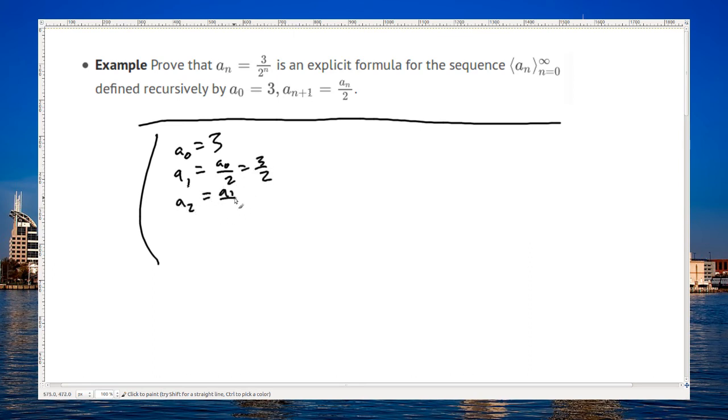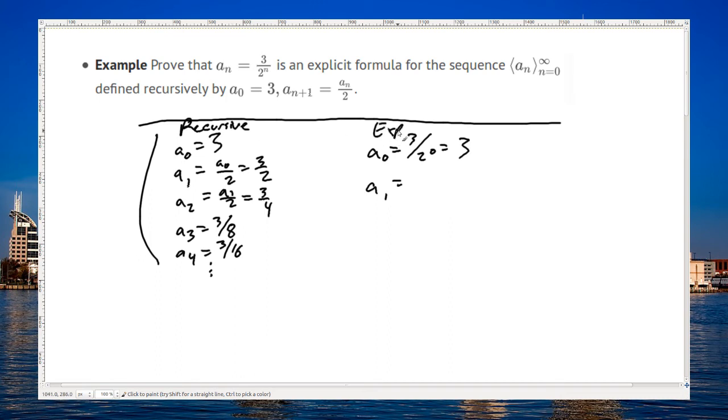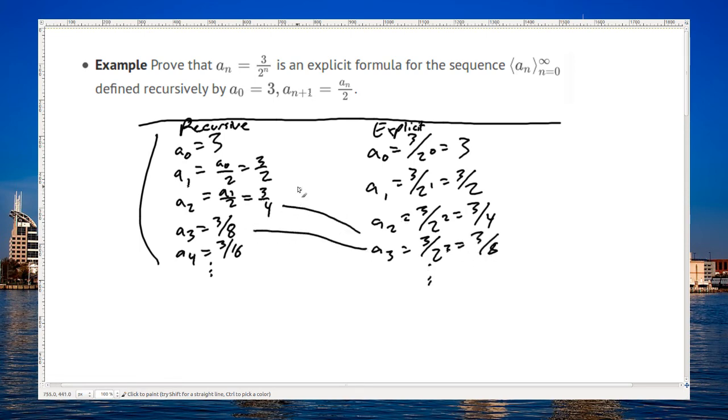A2 says take A1, divide it by 2. 3 halves divided by 2 is 3/4. So A3 would be 3/8, then 3/16. And of course, if we could use that same formula up here, A0 would be 3 over 2 to the 0. 3 divided by 1 is 3. A1, so this is using the recursive. This is using explicit. A1 would be 3 divided by 2 to the 1, which is 3 halves. 3 divided by 2 squared is 3 fourths. 3 divided by 2 cubed is 3 eighths. And we can see how they're matching up. Here, here, here, here. Let's go ahead and write A4 is 3 divided by 2 to the 4th, which is 3 sixteenths, and so on and so forth.